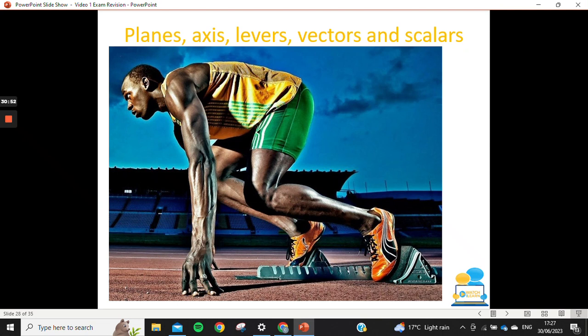So if we look at a sprinter taking off from the blocks, it can be used to apply Newton's first law to this activity. So an object at rest will remain so, and a body in motion will remain in motion with a velocity unless it's acted upon by an external force. So the way that you could apply this to sprinting is a sprinter on the blocks will remain at rest unless an external force is applied by the sprinter into the blocks, causing them to move.